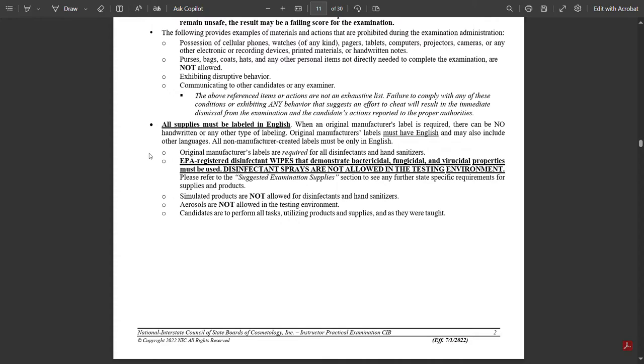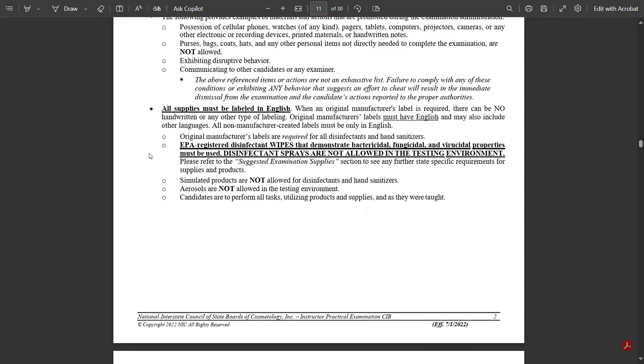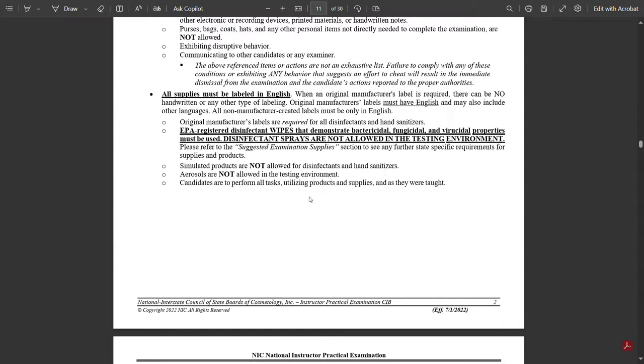But let's say you're assigned color as your topic, you can use anything you have lying around the house, lotion, conditioner, whatever, as your color, as long as it's labeled hair color and you can write that label on. But for the disinfectant and hand sanitizer, you need to have original manufacturer's labels. Simulated products are not allowed for those two, and aerosols are not allowed at all in the testing environment.